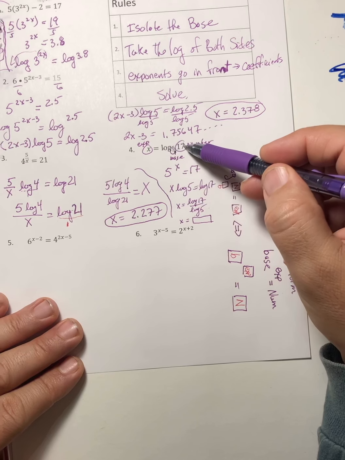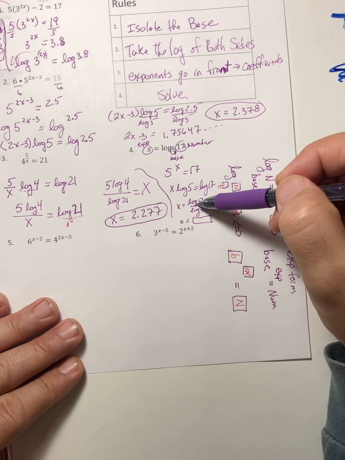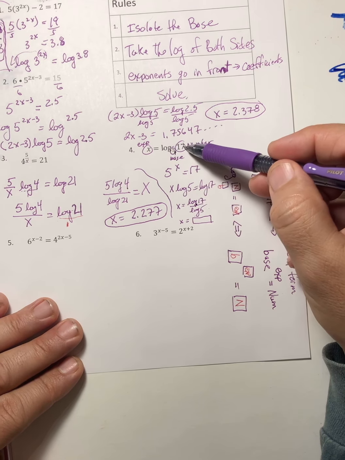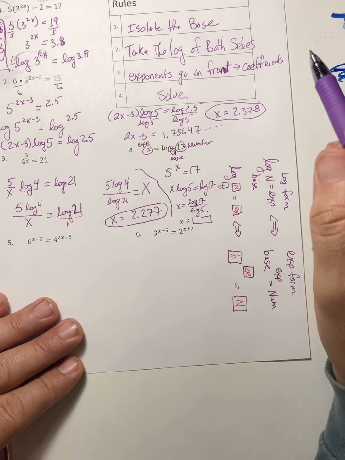So it's the log of 17. Remember, no base showing, it's base 10. That's what your graphing calculators can do. That's what my scientific calculator can do. Okay, so it's log of 17 over the log of 5. That's actually a change of base formula.